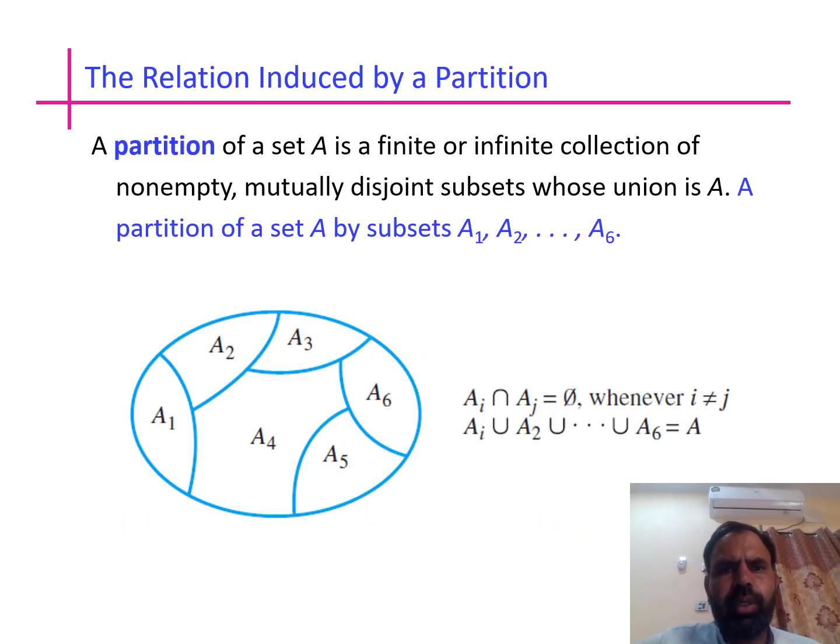These are the partitions of a set. A partition of a set A is a finite or infinite collection of non-empty mutually disjoint subsets whose union is A. So A is partitioned by the subsets A1, A2, up to A6. So these are the partitions shown here. We can say that Ai intersection Aj is equal to empty where i is not equal to j. A1 union A2 union up to A6 will be equal to A. The union of all A1 to A6 is equal to A.